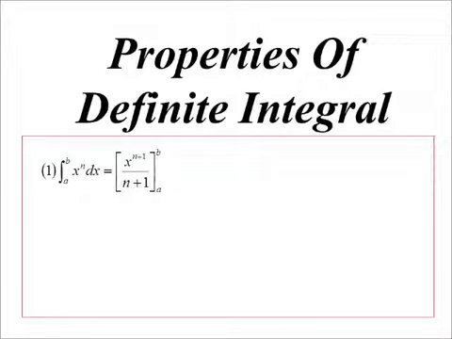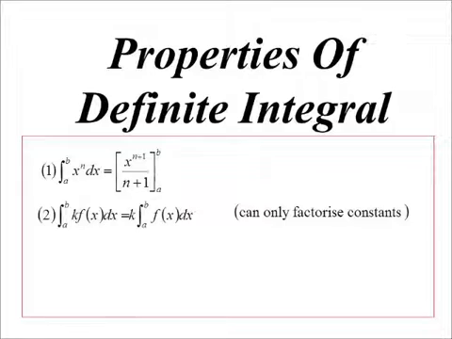If we're going to integrate, much like we saw with the primitive function, we simply add 1 to the power over that new power. And we substitute in the top number minus the bottom number. Okay. The second one is basically saying you can factorize. An integration symbol is a grouping symbol, just like parentheses and absolute value signs. It is a grouping symbol.